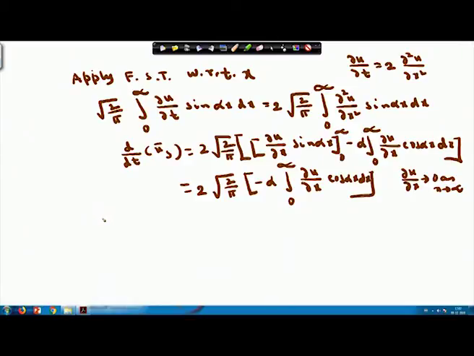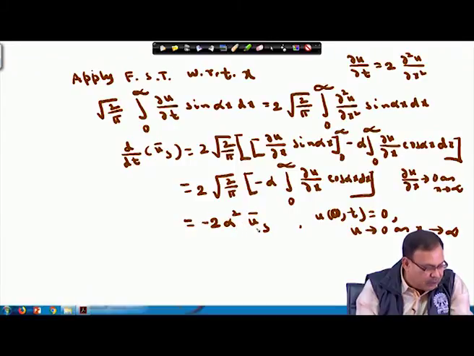If I evaluate this using a similar process, I can obtain the result as 2 alpha square u bar s. Please note that u 0 t has been provided as 0, and u approaches 0 as x approaches infinity. I am using this condition in evaluating this integral. Using this, I can obtain the value of this integral as minus twice alpha square u bar s. Same thing I explained in the earlier example, so directly I have written the result.